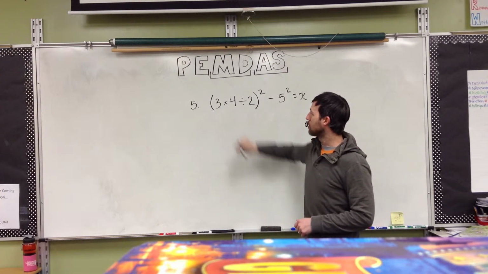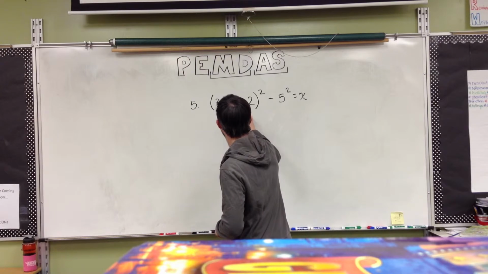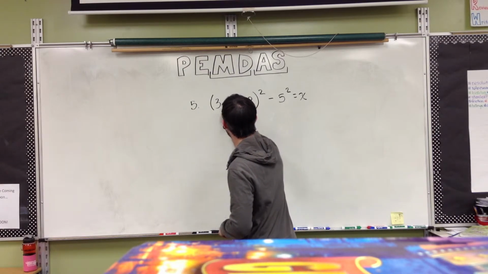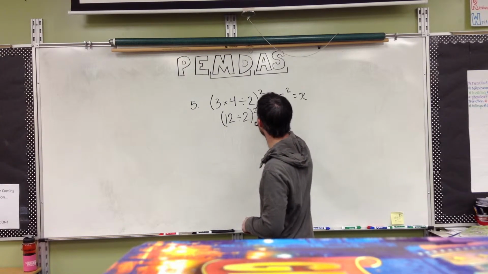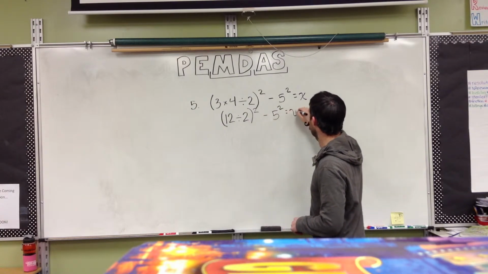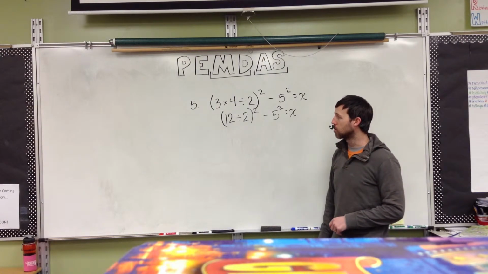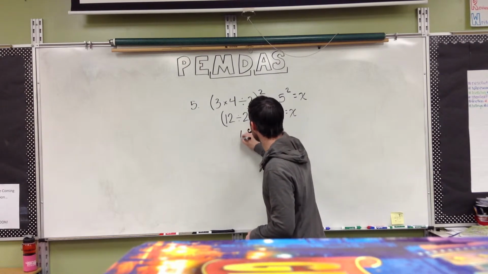So 3 times 4 is 12 divided by 2. And we're going to keep those parentheses still for when we do the rest of the problem. And we're going to bring down the rest. We're still working inside these parentheses. So 12 divided by 2 is 6.